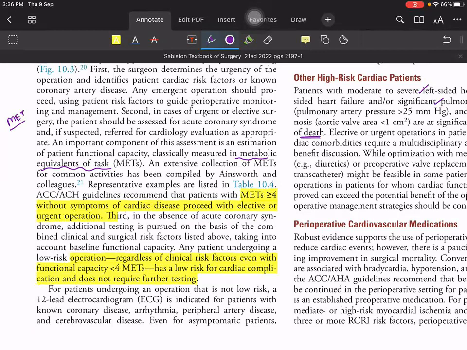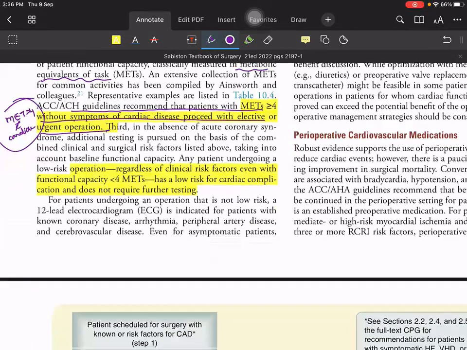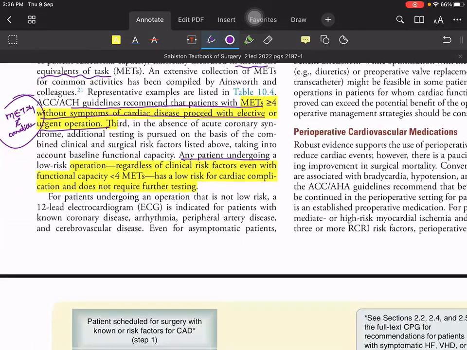Here you have to see the ACC guidelines recommend that patients with METs greater than 4 without symptoms of cardiac disease proceed with the elective or urgent operation. So they are expecting at least METs greater than 4, without symptoms of cardiac disease. Remember this term, for any elective or urgent operations. For any patient undergoing a low risk operation, regardless of clinical risk factors, even with functional capacity less than 4 METs, they have low risk of cardiac complications and do not require further testing.